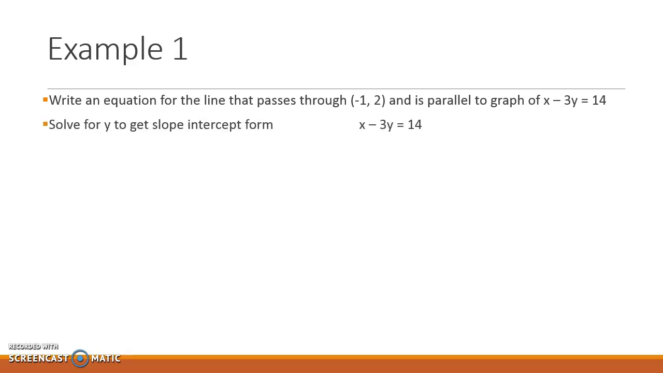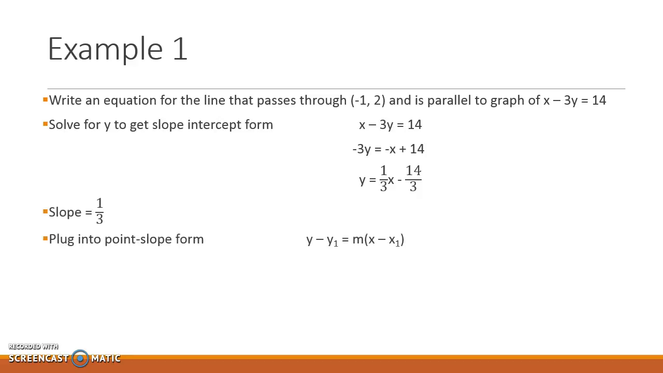The first thing we're going to do is solve for y to get it into slope-intercept form so we can figure out our slope. When we solve for y, we end up with y = 1/3 x - 14/3. You can divide that into a decimal, and I'm going to leave it as a fraction. But we know our slope now is 1/3.